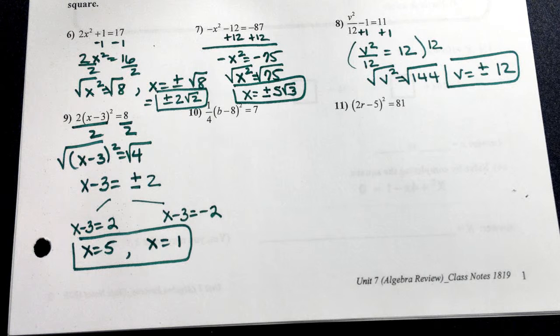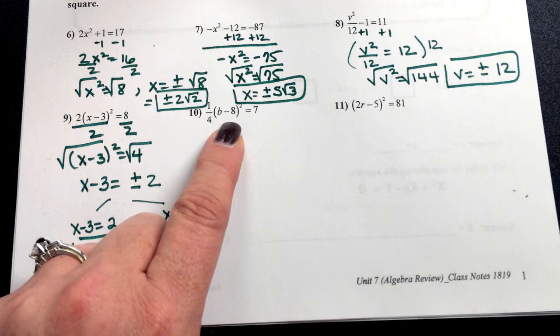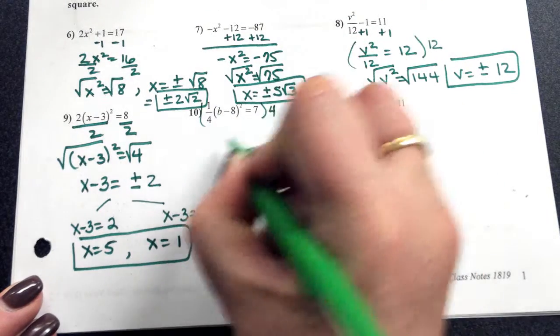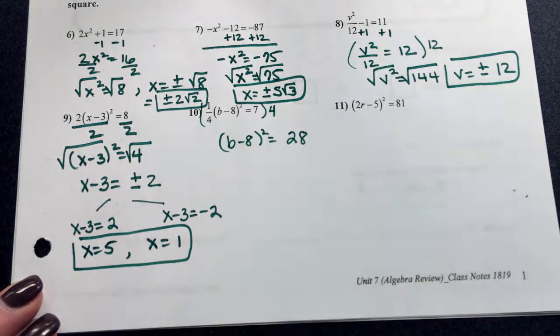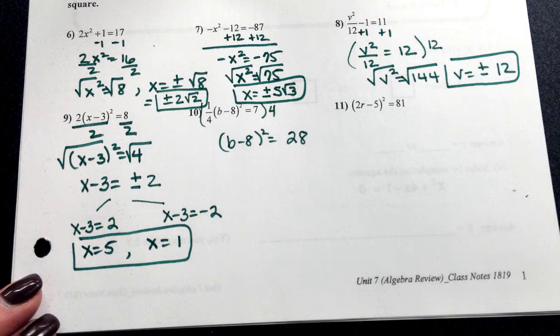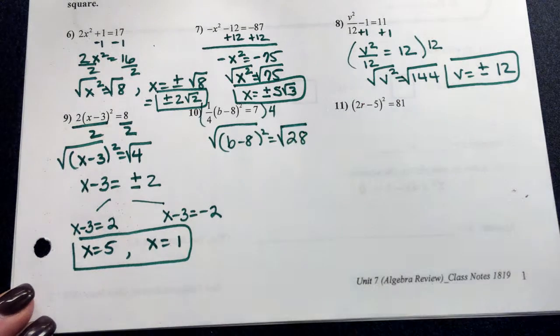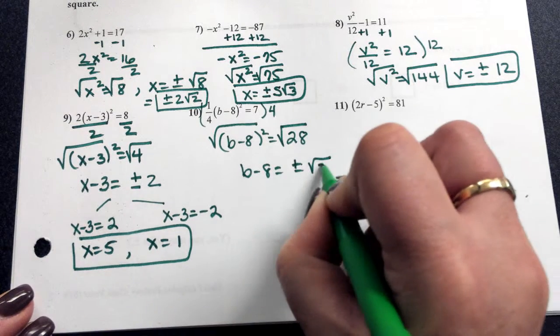So number 10, again, to get the parentheses by itself, what's going to be your first step? You have to multiply everything by a 4. So we have b minus 8 to the second is equal to 28. Then what am I going to do? I'm going to take the square root. So we have b minus 8 is equal to plus or minus the square root of 28.